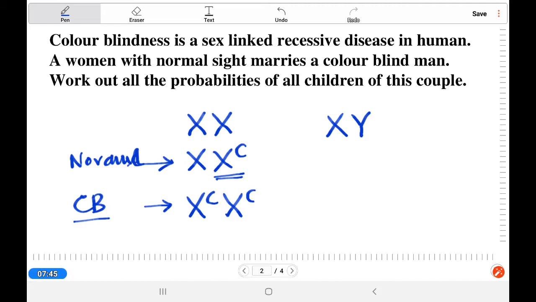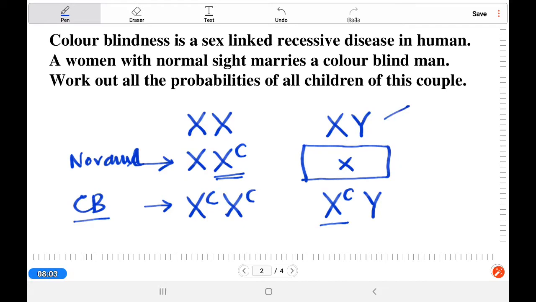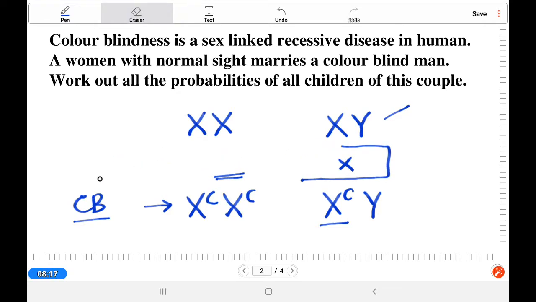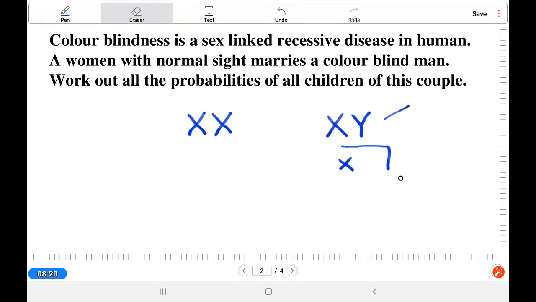But in case of male, you know that there is no carrier in the middle. Directly it is colorblind or pure normal. There is no in-between part, because only one X chromosome is found in the male. You have to keep that in mind. Now next, we'll do the next part.